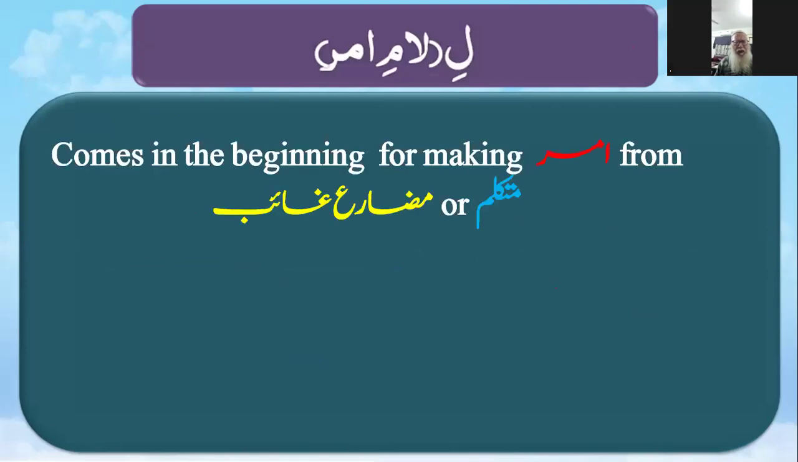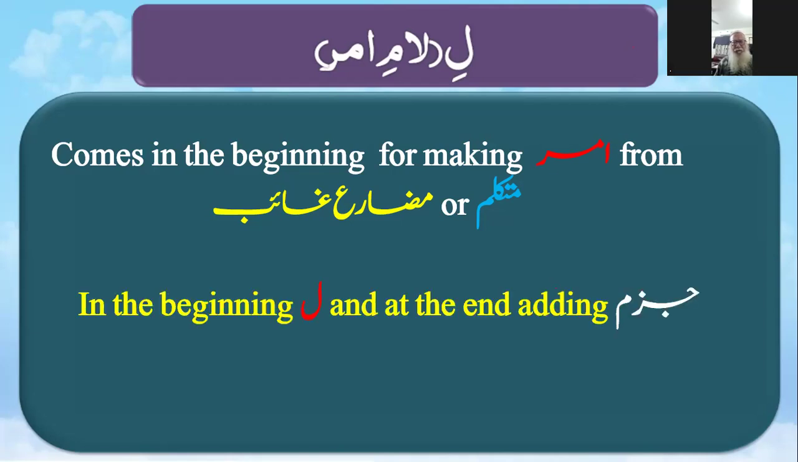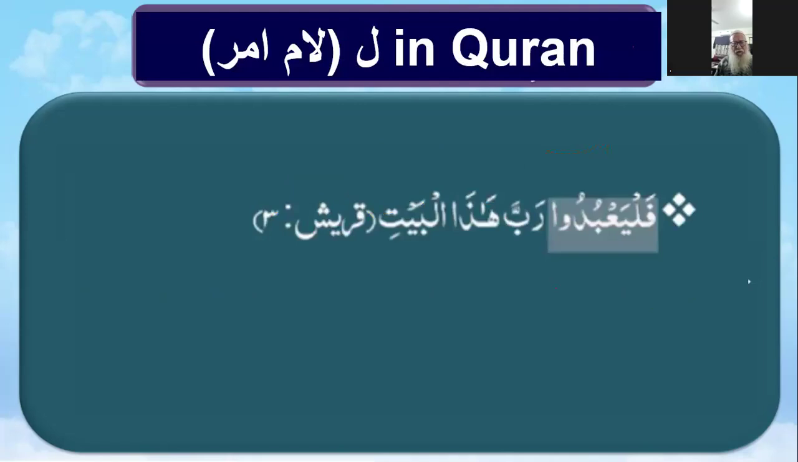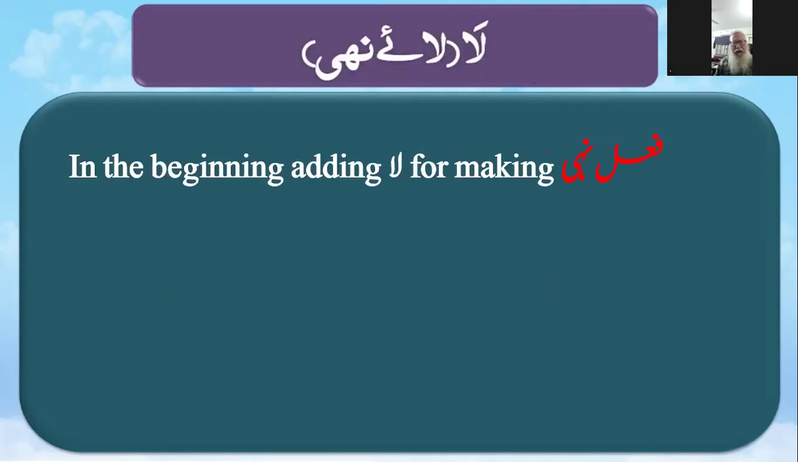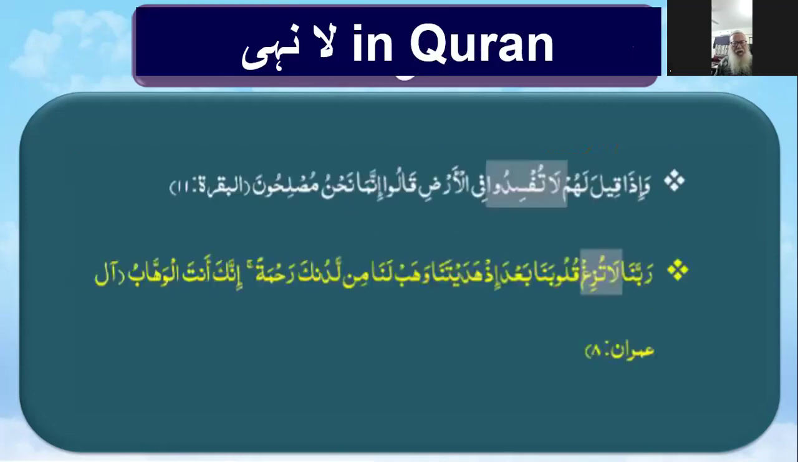Then we talked about the Lam Amr. It comes in the beginning, and it is for the third person and the first person. For Mudari Ghaib and Mutakallim we use Li. He should, I should. When we say Lam Amr, it gives the meaning of should: we should, I should, it should, he should. And it comes in the beginning and adds the Jazm at the end. So these were the examples. La Nahi comes at the beginning of the Fi'l and changes the Fi'l Mudari into Jazm. These were the examples.